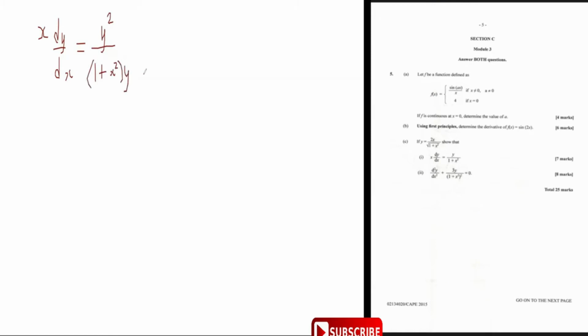We can see that you can break up y squared as y times y in the numerator. And if you break it up as y times y, this y cancels this y. And so finally we can conclude that x dy by dx is equal to y over 1 plus x squared. So again, just use implicit differentiation and it works out so easy.